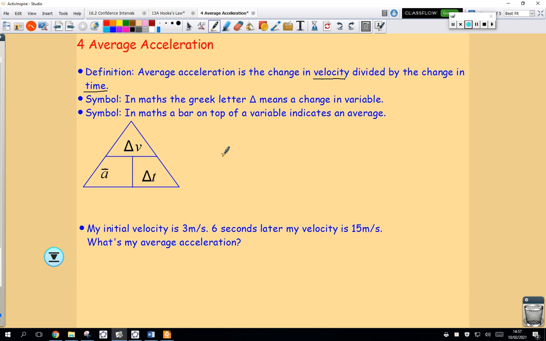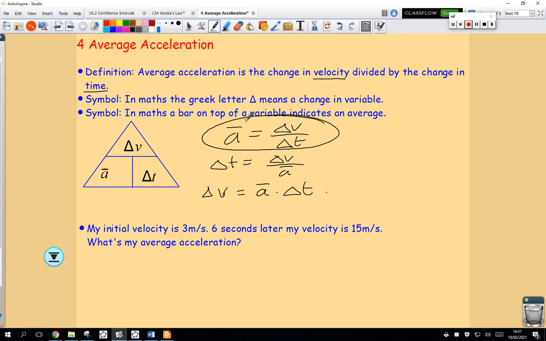Well, let me run through my little definition first. We know our average acceleration by our definition is change in velocity over change in time. Of course, you've got to be able to change the subject of the formula. We could say the change in time is the change in velocity divided by the average acceleration. And I could also say the change in velocity is the average acceleration multiplied by the change in time. So I have to essentially choose one version of the formula. What am I looking for? Well, I'm looking for average acceleration. Average acceleration is change in velocity over change in time.